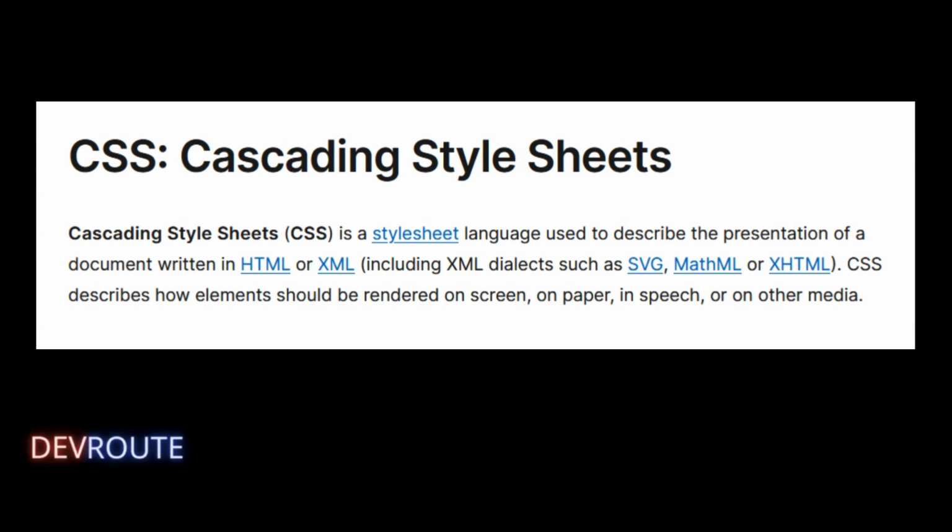Cascading Style Sheet, CSS, is a style sheet language used to describe the presentation of your document written in HTML or XML, including XML dialects such as SVG, MathML, and XHTML. CSS describes how elements should be rendered on a screen, on paper, in speech, or on other media devices. We are going to cover CSS using our HTML document.